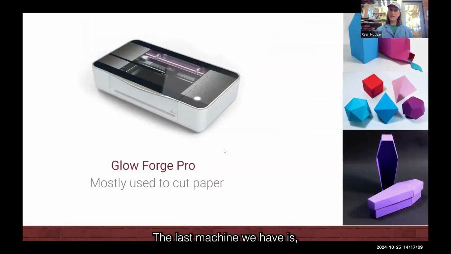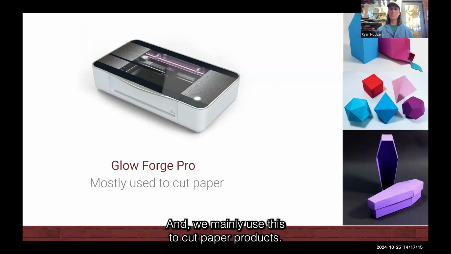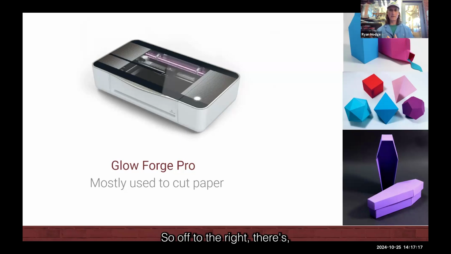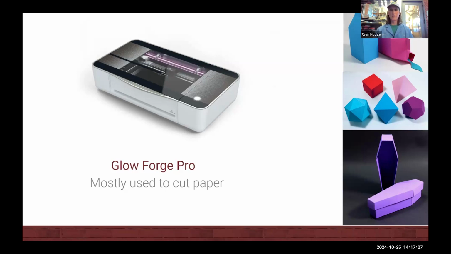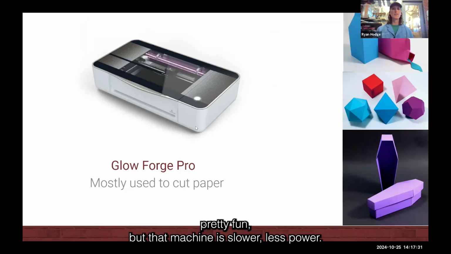The last machine we have is our Glowforge Pro, which is like our very first laser. And we mainly use this to cut paper products. So off to the right, there are images of an open source origami site that we use to download and put templates in. Pretty fun, but that machine is slower, with less power, so we just end up using it less.